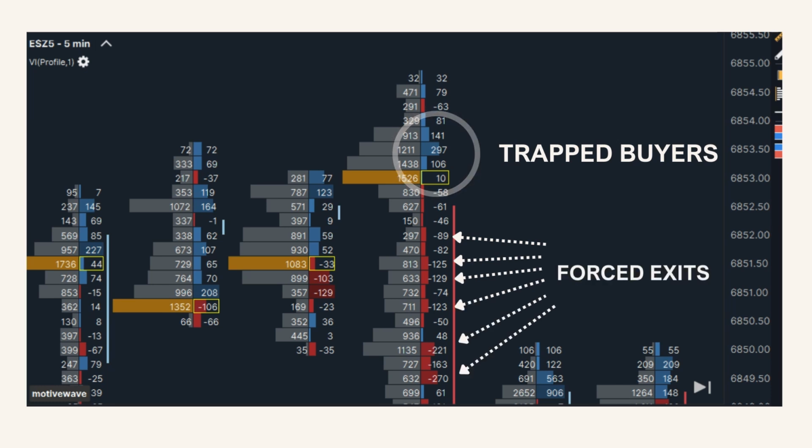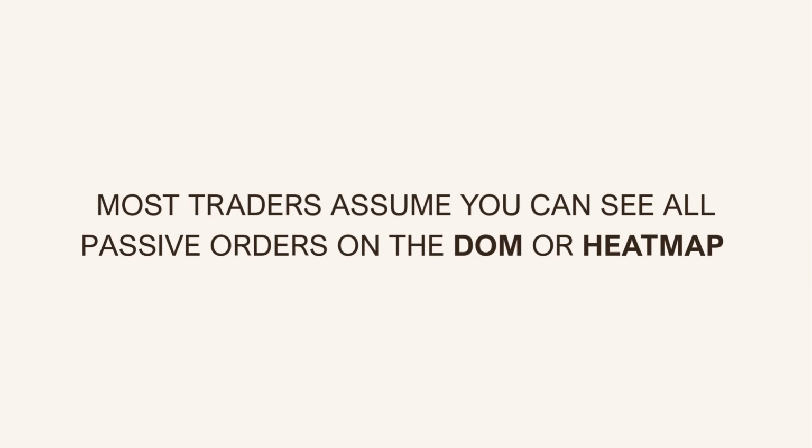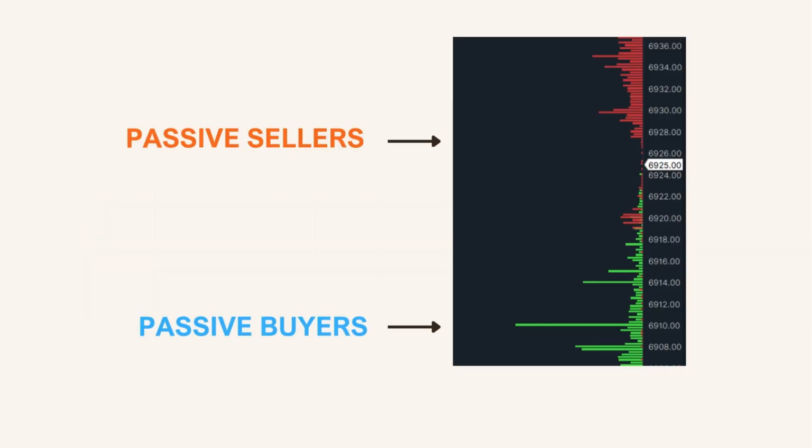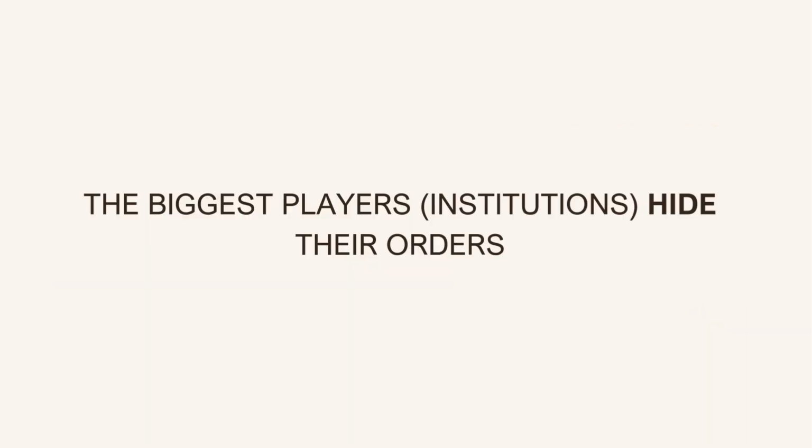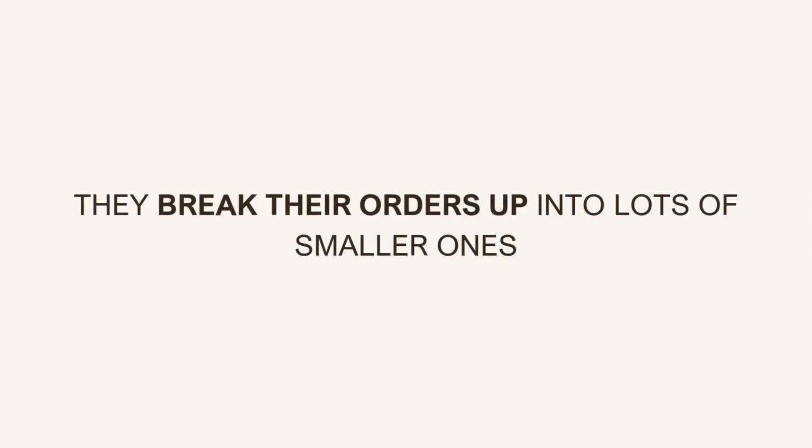Let's take this one step further, because the next concept tightens this story even more. There's an important caveat to everything we've discussed about the interaction between aggressive and passive participants. Up to now, we've assumed we can actually see the passive orders, sitting in the DOM or appearing on a heat map. But in reality, some of the biggest players in the market, like institutions, do not want to reveal their true size. So instead of placing one large, obvious limit order, they break it into many smaller ones that continuously refresh. These are called iceberg orders.